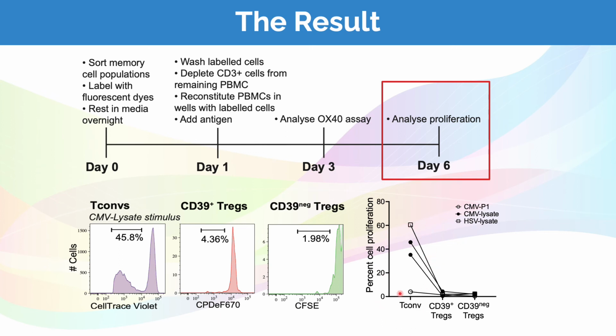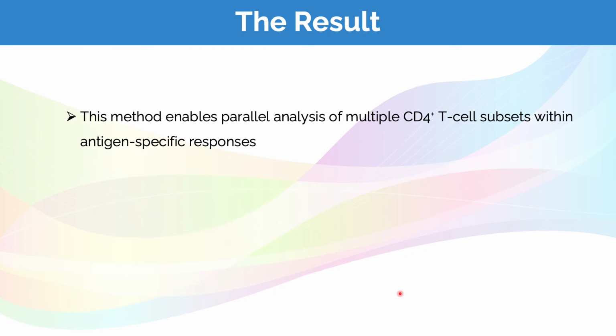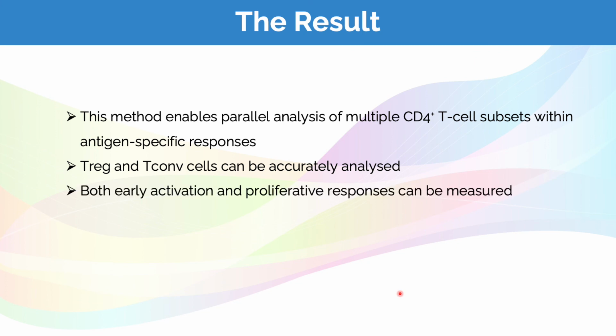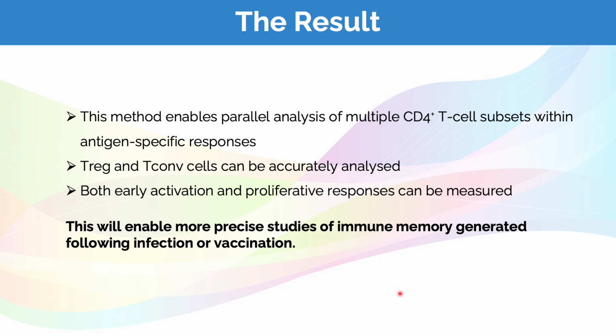So in summary, this method enables the parallel analysis of multiple CD4 T cell subsets within antigen-specific responses. We can accurately analyse both Tregs and T conventional cells, and we can do this within early activation and proliferative responses. This will enable more precise studies of human memory generated following infection or vaccination.